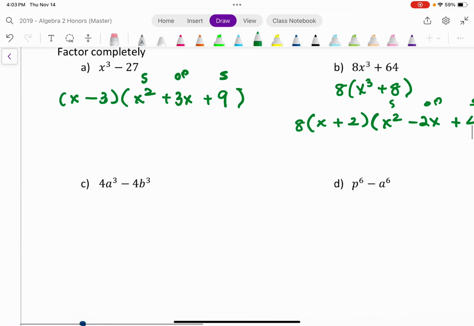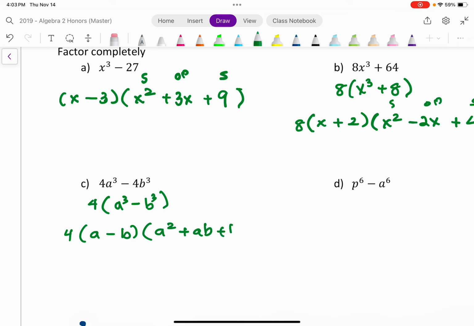For this one, factor out the GCF, 4. Then I have a cubed minus b cubed. Okay, that's basically one of the rules. Not square root, cube root, a minus b. SOPS: square the first one, a squared, take the product but change the sign, so the opposite of the product, and then square the last term. There you go.